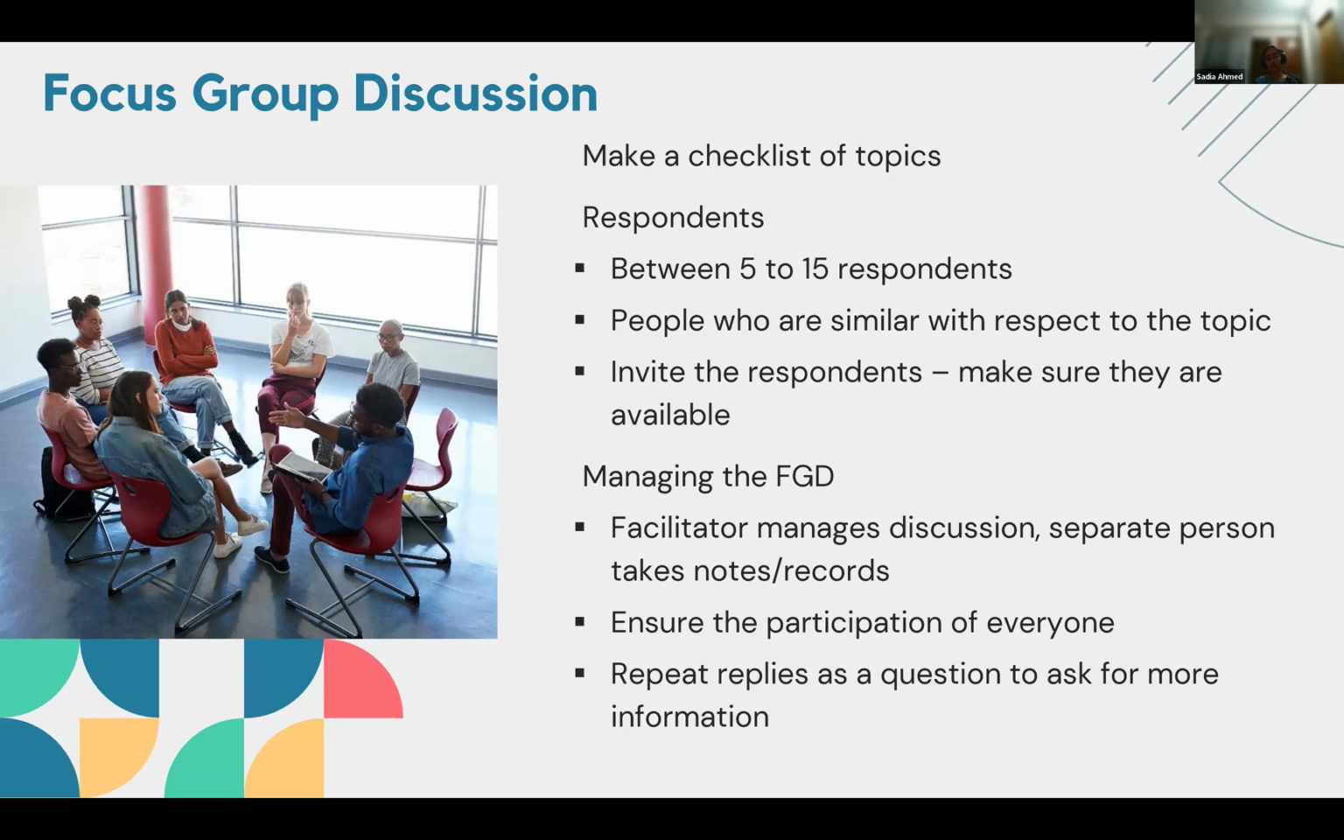Then we thought about who we wanted to talk to. We thought it would be good to talk to men and women. We try to keep groups small so that we can talk to everyone in the group. Usually in an FGD, you try to keep respondents between 5 to 15 people.